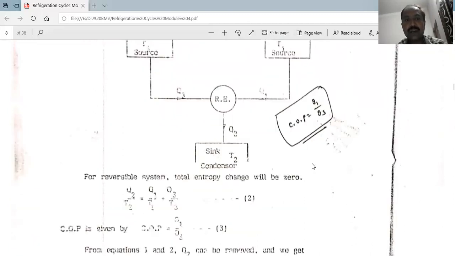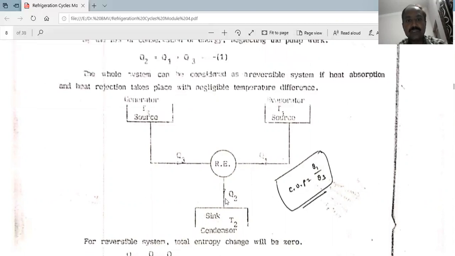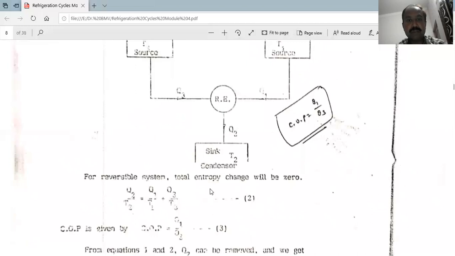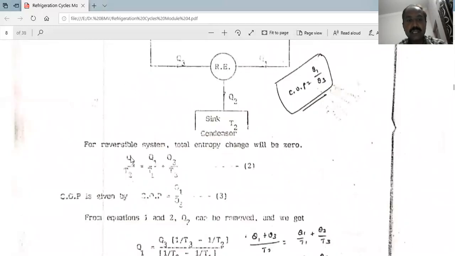Then we have to find out, based on the entropy principle applied to the system here, where the heat will be produced based on the corresponding temperature barrier. So I write down here that the expression becomes Q2 is equal to Q1 plus Q3. Q2 is equal to Q1 plus Q3. This you can call expression number 1. This Q2 we have to divide by the corresponding temperature. That means Q2 divided by T2 is equal to Q1 divided by T1 plus Q3 divided by T3.